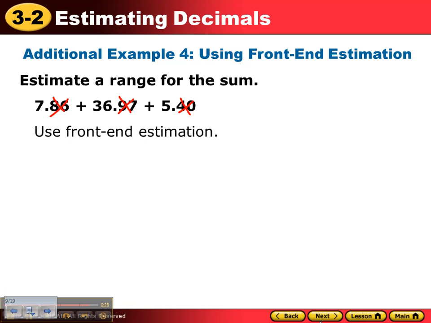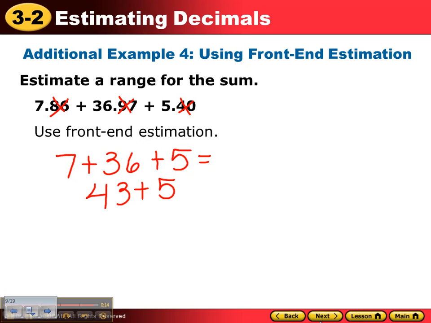I'm not going to round anything. I'm now going to have 7 plus 36 plus 5. When I add those numbers up, I know 7 plus 36 is going to be 43. 43 plus 5 is going to equal 48. This is how to use estimation in my 4 different methods.